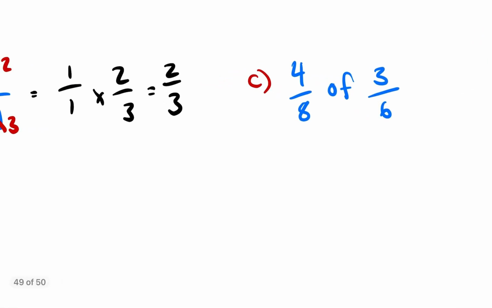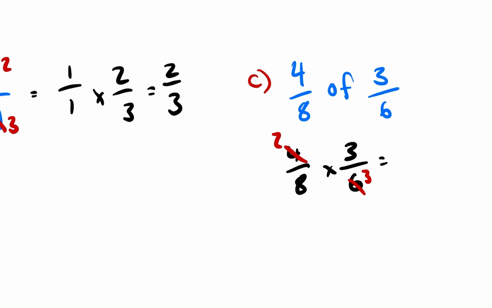Now, our last one says 4 over 8 of 3 over 6. What that simply means is we've got 4 over 8 times 3 over 6. They just put that in there to confuse you. So here, let's see, can I cancel down anywhere? And I can. I'm going to divide by 2 on this one here. So 4 divided by 2 is 2, and 6 divided by 2 is 3. By cancelling that down, it's going to save me a little bit of work.